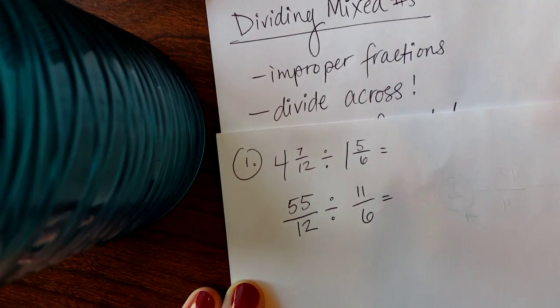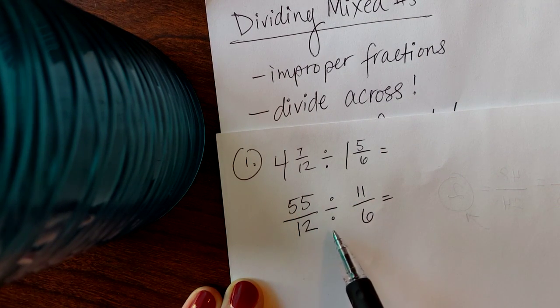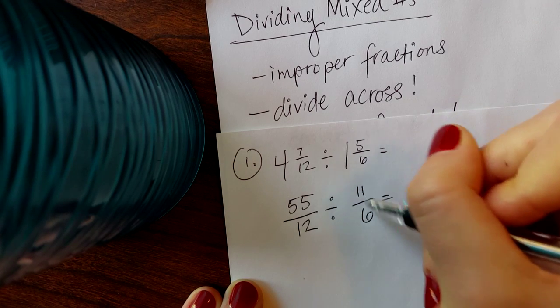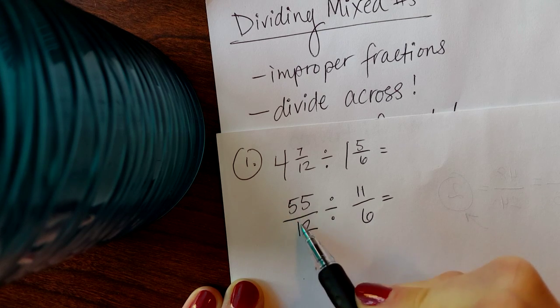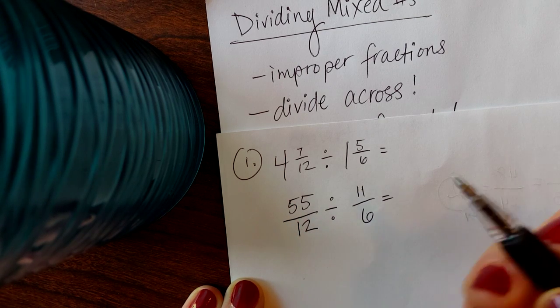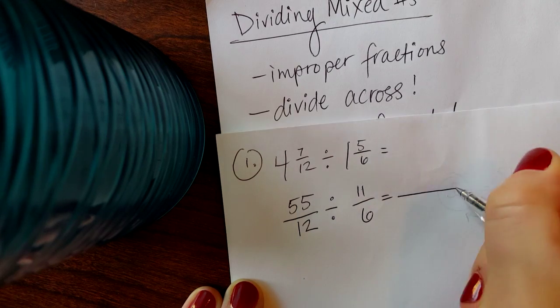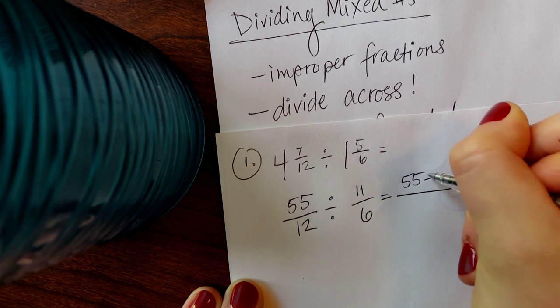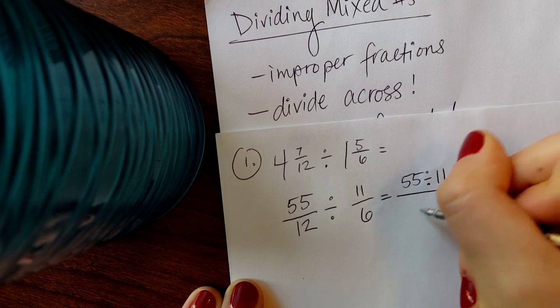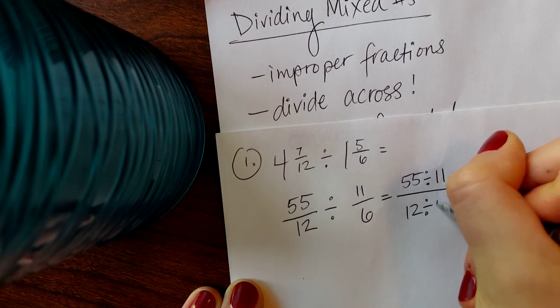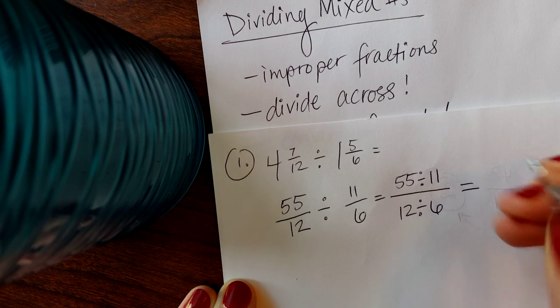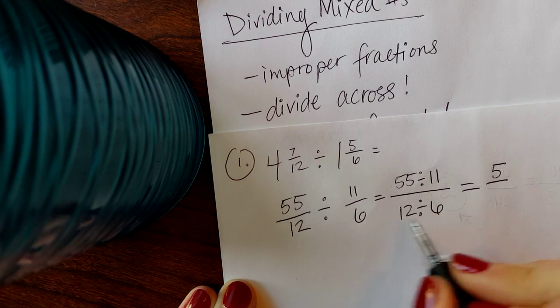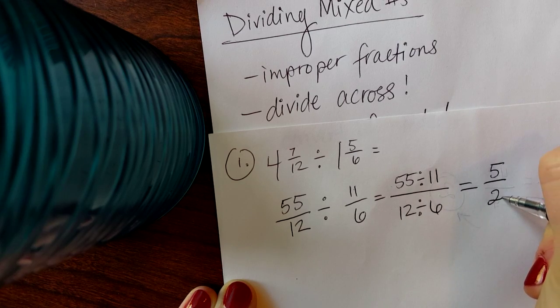All right, let's see if we can divide across. Well, this is nice because both the numerator and denominator of the divisor go into the numerator and denominator of the dividend evenly, so it's easy to find our quotient. So here we have 55 divided by 11 over 12 divided by 6. 55 divided by 11 is 5. 12 divided by 6 is 2.